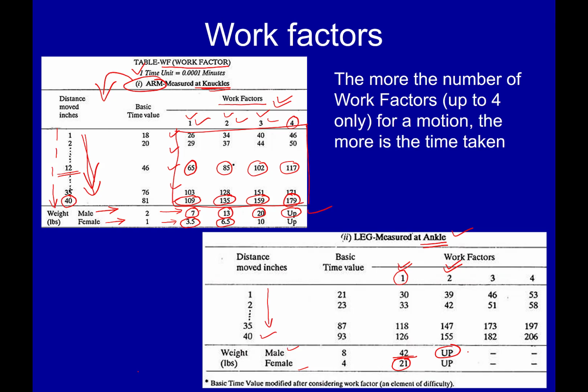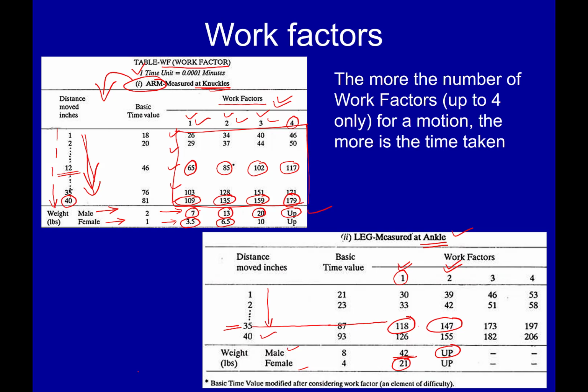Say a 40 pound weight is being taken, and 35 inches is the distance to be traveled by the leg. If 42 pounds of weight is being taken by the man, it is 118 time units. And if it is greater than that, say 50 pounds is to be handled during the performance of a job wherein the distance traveled is 35 inches, the time taken will be 147 time units.